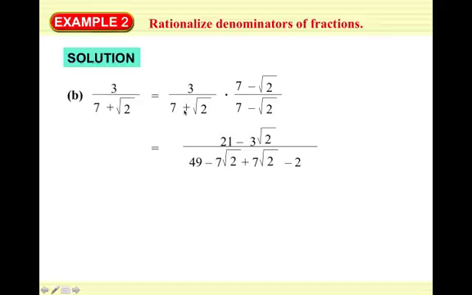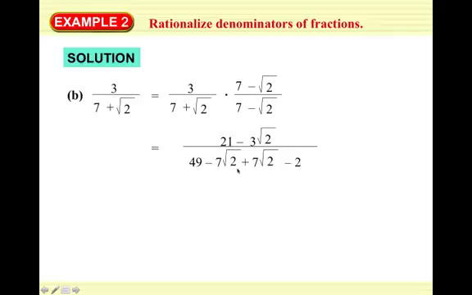On the bottom, I'm going to FOIL out 7 plus square root of 2 times 7 minus square root of 2. 7 times 7 is 49. 7 times negative square root of 2 is negative 7 square root of 2. And then 7 times square root of 2 is going to be plus 7 times square root of 2. And again, square root of 2 times square root of 2 is square root of 4, which is 2. So we have a plus times a minus, so we have a minus. Square root of 2 times square root of 2 is 2.